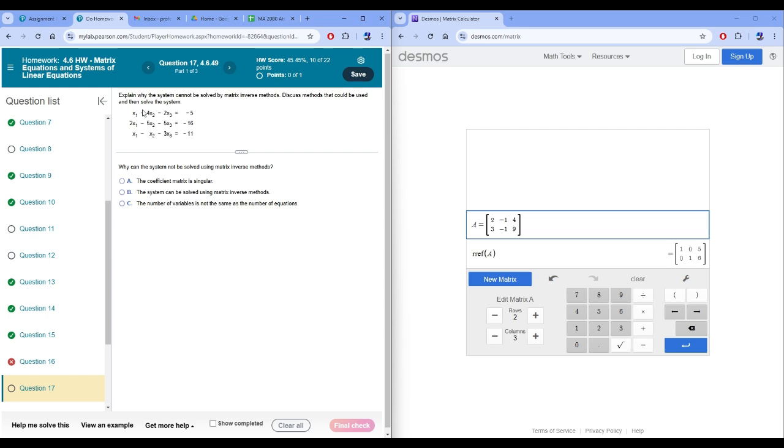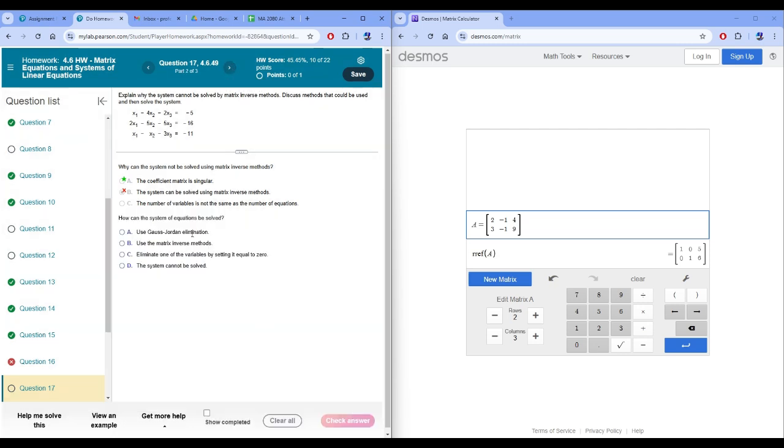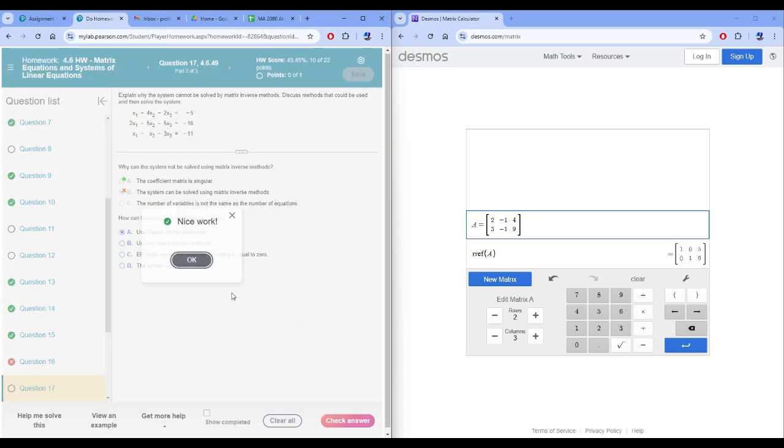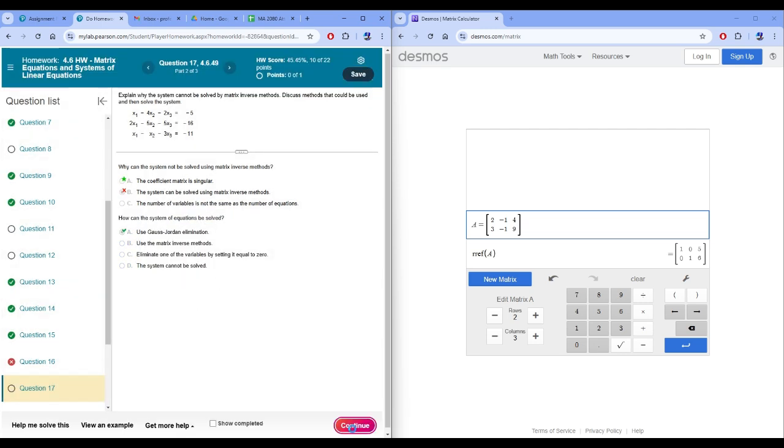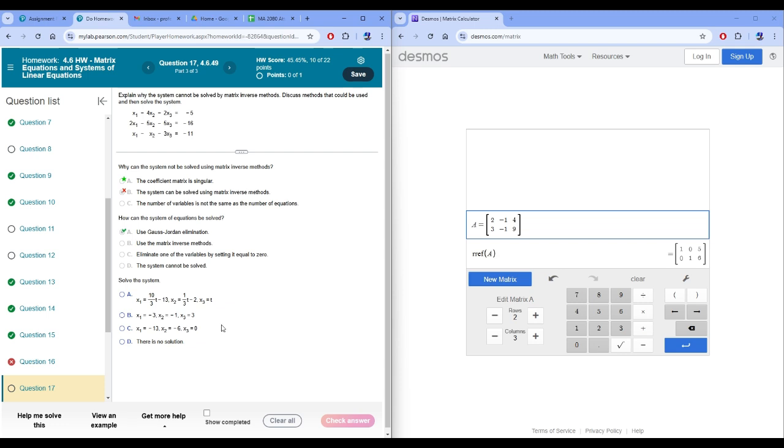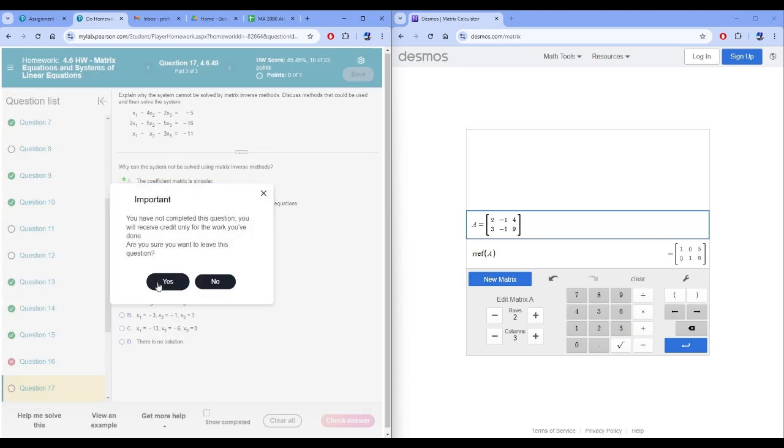We can solve this. 1, 2, 3. The system is the coefficient matrix. We solve using matrix inverse methods. Something along these lines, right? The coefficient matrix is singular. Yeah. Continue. Gauss-Jordan elimination. And then, what is the solution? Yeah. I don't know. You guys just go ahead and do it. Right there. Alright, let's move on.